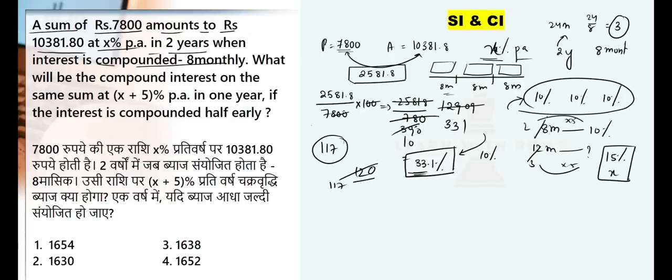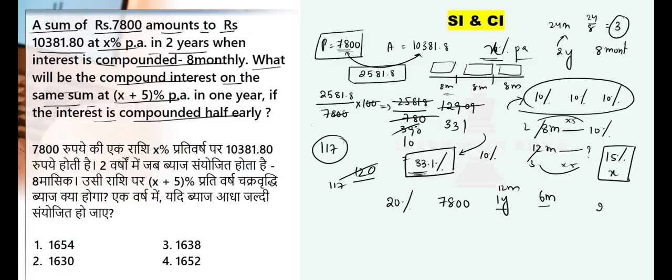See our next part of the question. What will be the compound interest on the same sum, means same principal 7,800 at x plus 5%? 15% plus 5, so our new percentage is 20%. Principal 7,800, here they have given 1 year, but the interest is compounded half yearly, means 6 months. Here 1 year is 12 months, so we need 2 times the interest compounded, right? For 2 times our golden number is 2 1.